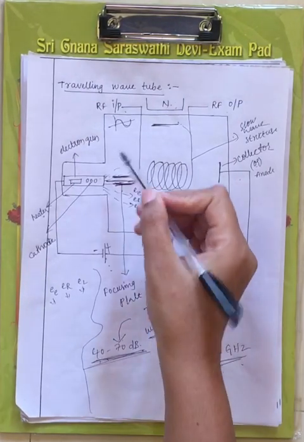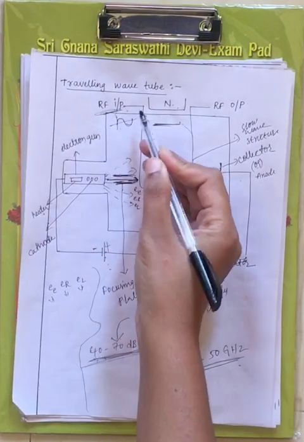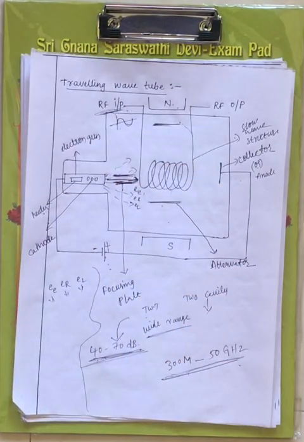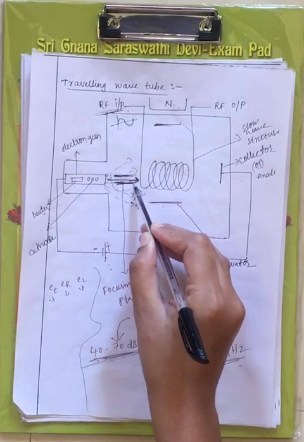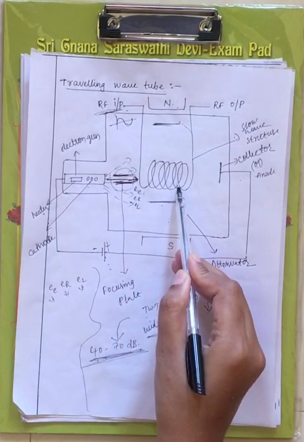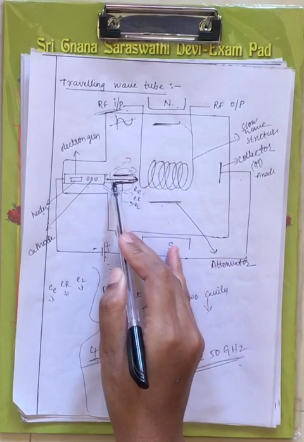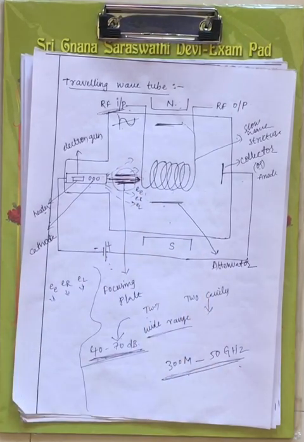Now whatever signal you want to amplify is given through the RF input, at this point. That is nothing but your AC signal, which contains a positive half cycle and a negative half cycle, right? The beam of electrons is focused by the focusing plate as a sharp beam, since you are placing the focusing plate between your electron gun and the slow wave structure, right?